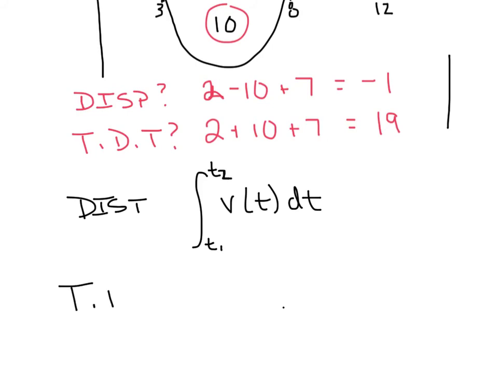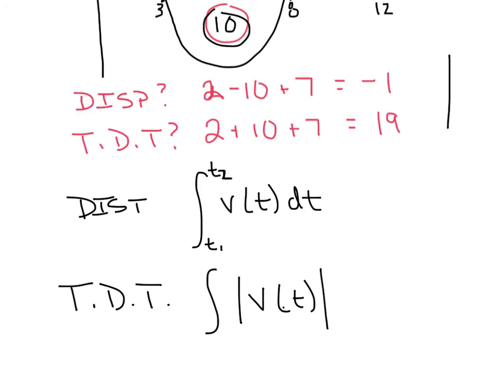But if it's total distance traveled, the first thing I want to do is force the velocity function to be positive. For instance, I wanted that 10 to be positive, so I'm going to force it above the x-axis, then integrate it after that. Whoops, that's supposed to be t sub 2. So these are the two formulas we're going to start to use.